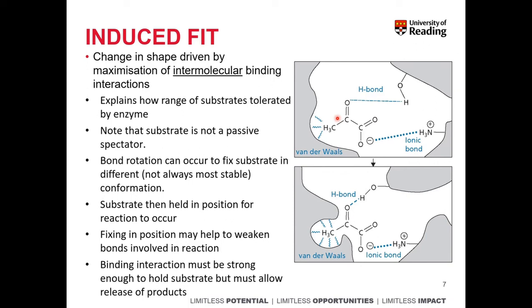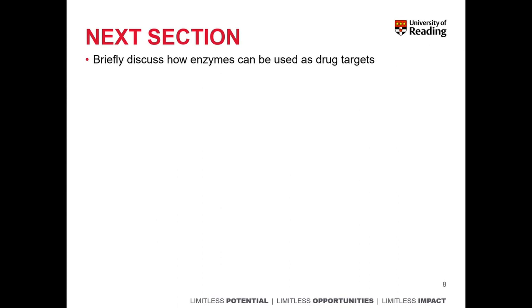Now the binding interactions that the molecule has with the active site need to be strong enough to hold the substrate in, but they also need to be able to be broken to allow the release of products. So what we do not want within an enzyme is a substrate that binds permanently. Now in the next section we'll briefly discuss how enzymes can be used as drug targets.